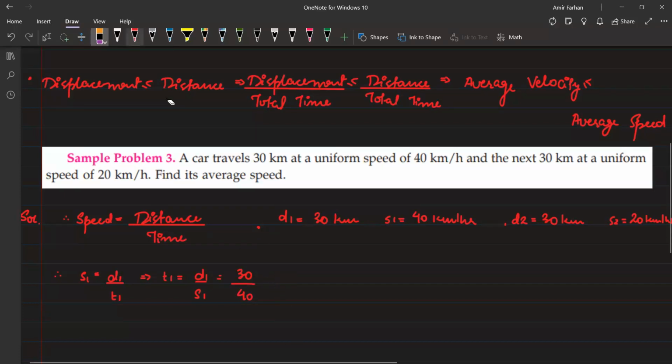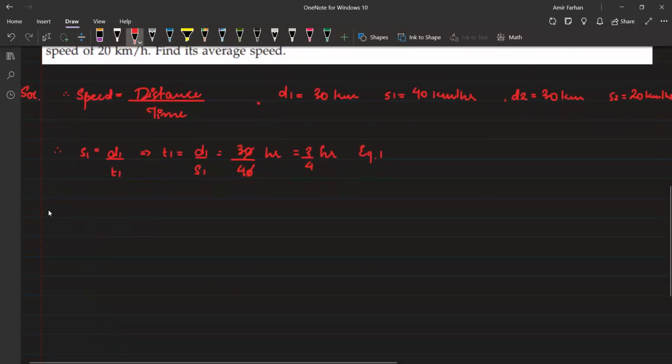Because it is in kilometer per hour, the time would be in hours. So this will cancel this, and it would be 3 by 4 hours. This is our equation one. Now similarly, S2 will be equal to D2 by T2.